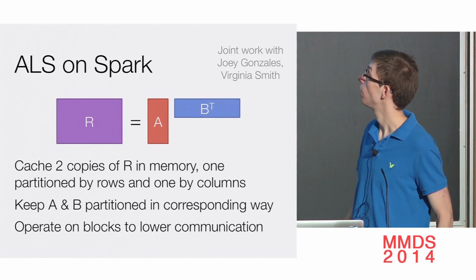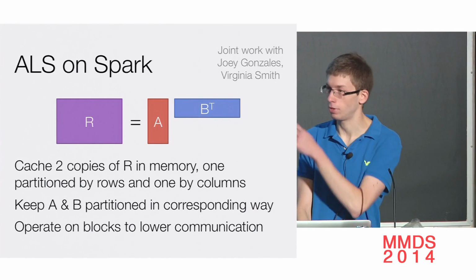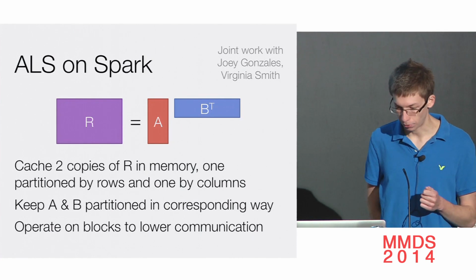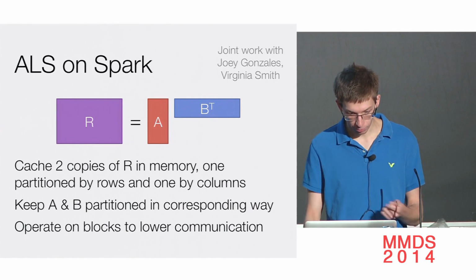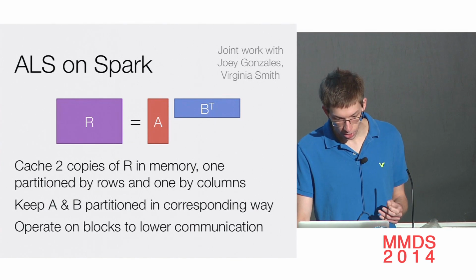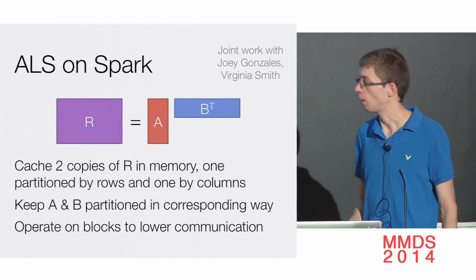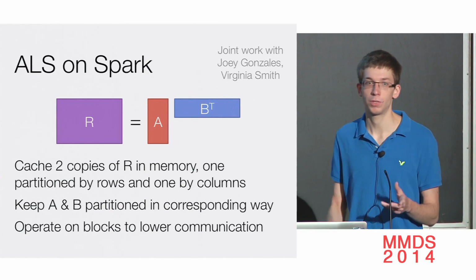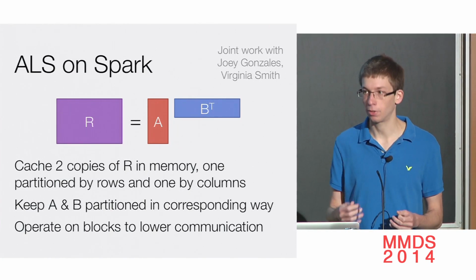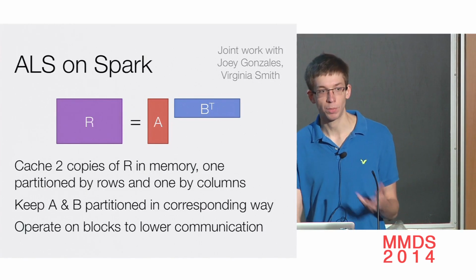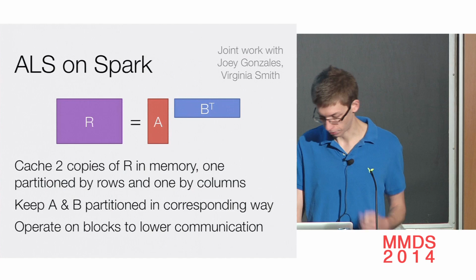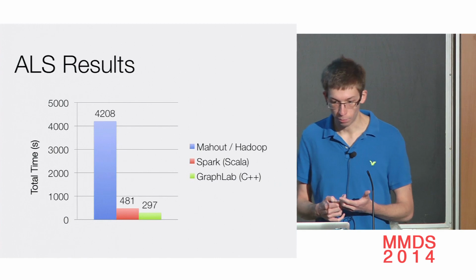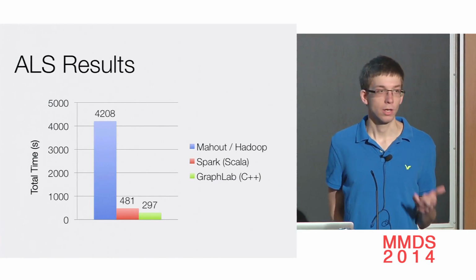Instead, we only need to move the much smaller data sets that are in these low rank matrices, to send these vectors to the machines that have the right slices of R. And we keep them cached, we keep them partitioned, and we also designed this to operate on blocks of the matrix to lower communication. Within each block, we can use single machine numerical libraries such as BLAS to make the local computation fast. By doing this, we're able to get very competitive performance with C++ and MPI-based systems for this task.